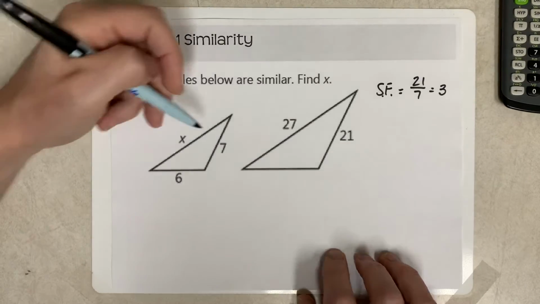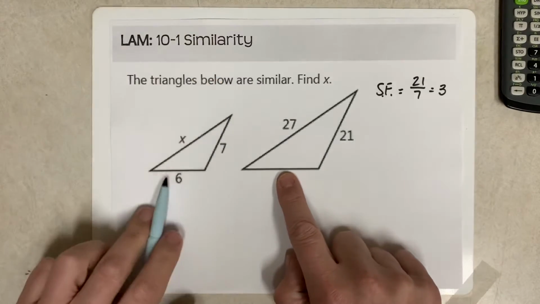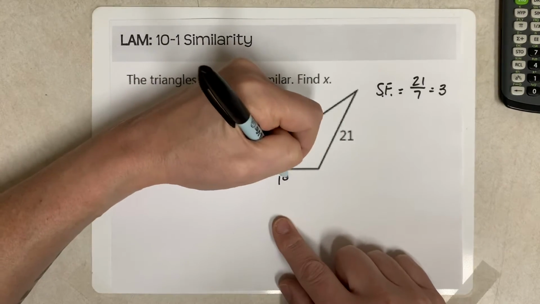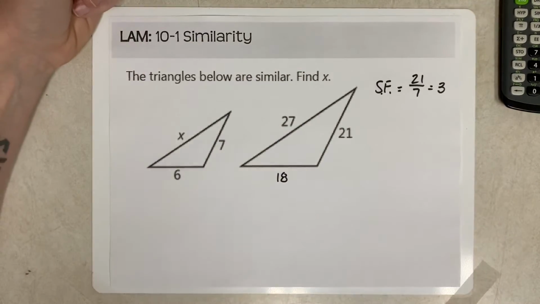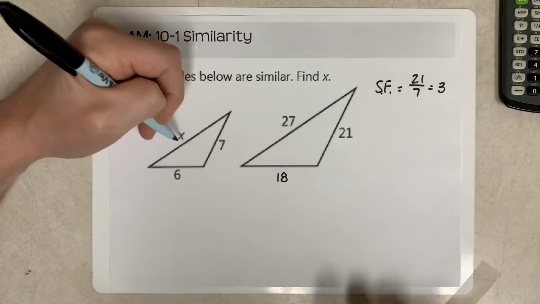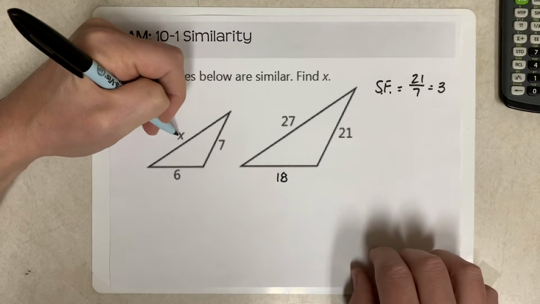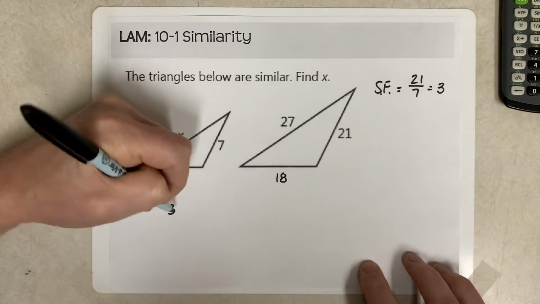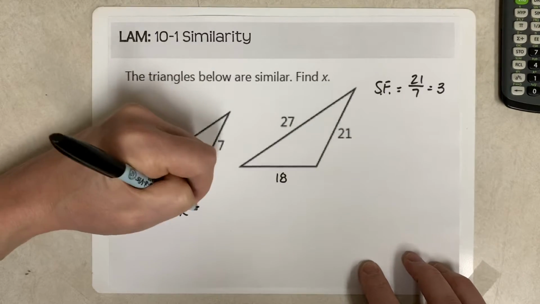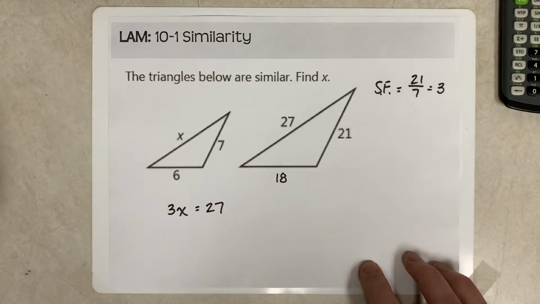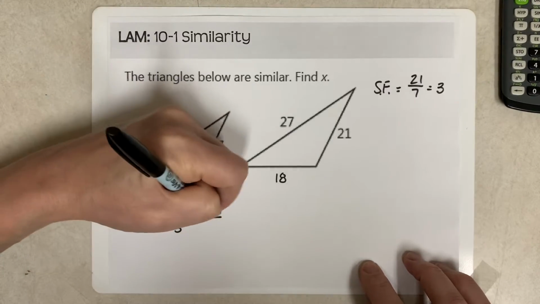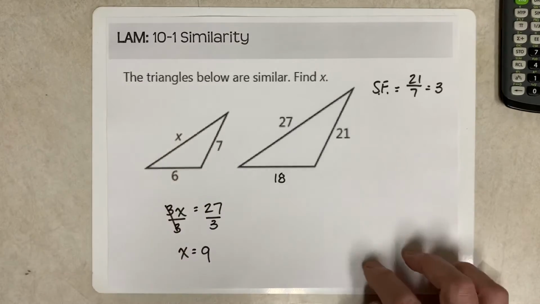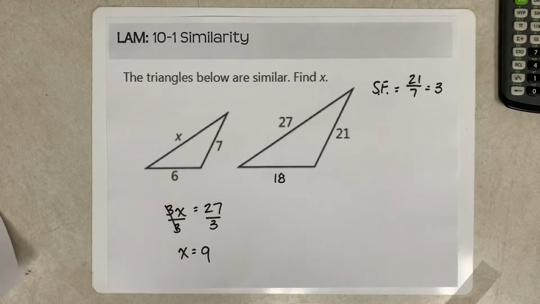Well, this is interesting because this one's not given right here, but it matches up with the 6. Well, what's 6 times 3? That would be 18. Now, I don't have to find that one, but I can. I need to find x. So x times 3 is 27. So I need to write that equation. 3x, 3 times x, is equal to 27. Divide by 3, and we get x is equal to 9. So the answer to that one would be 9.